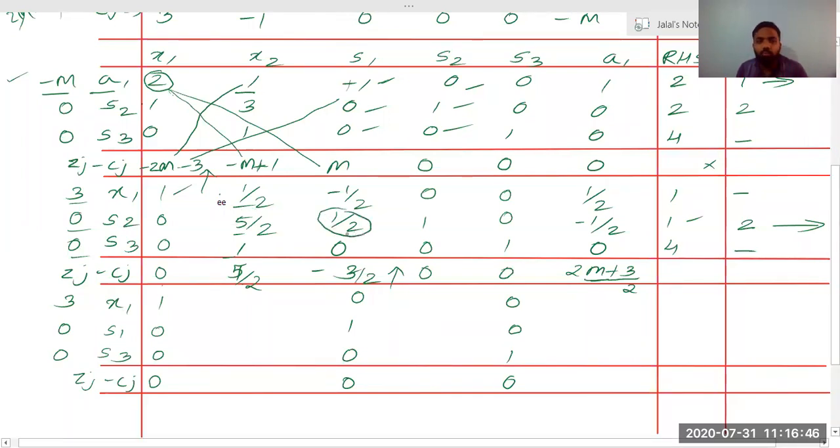To make it 1, we have to multiply throughout by 2. So 0 into 2 will be 0. 5 by 2 into 2 will be 5. 1 by 2 into 2 will be 1. It is already 1. 1 into 2 will be 2. 0 into 2 will be 0. Minus half into 2 will be minus 1. 1 into 2 will be 2.